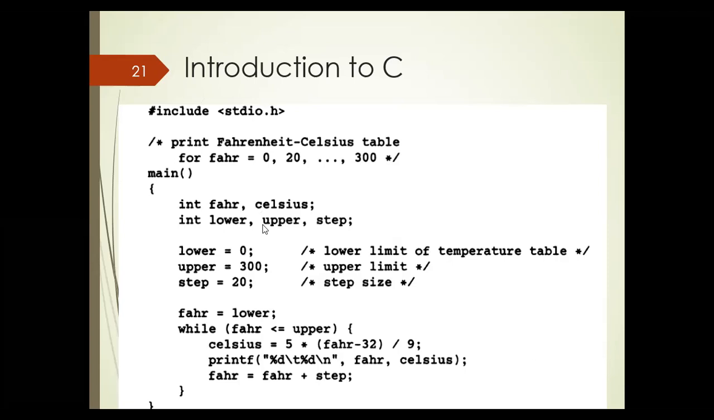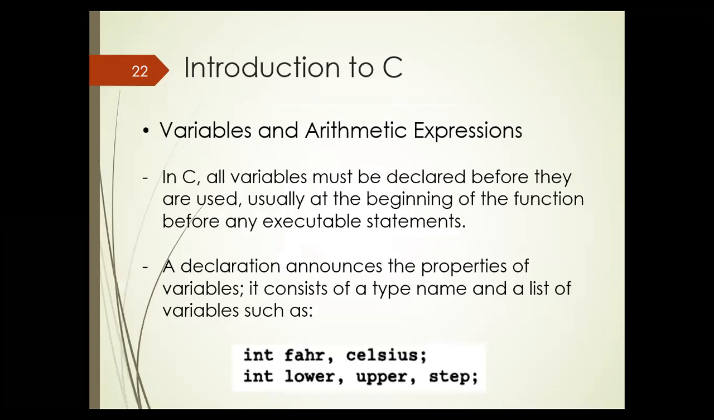Same thing for upper. Here you're declaring a variable called upper, and you're assigning 300 to it. Same thing for step. You're declaring a variable of type int, and then you're giving a value of 20 to it. So this is a variable declaration, and here is variable definition or assignment.